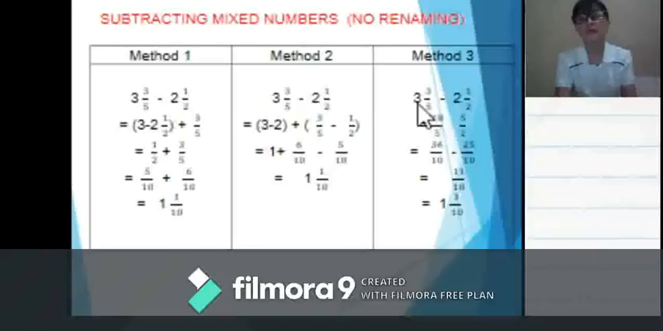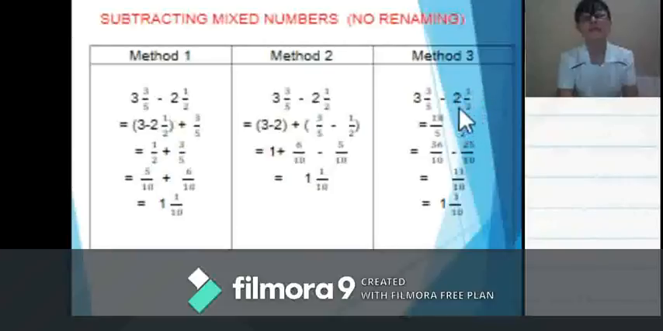Okay, method 3, as you can see, is about a mixed number subtracted from another mixed number. All you have to do is change this mixed number into an improper fraction, and also change this other mixed number into an improper fraction. So let us change this. 5 times 3 is 15, plus 3, the answer is 18. And the next is 2 times 2 plus 1, the answer is 5.